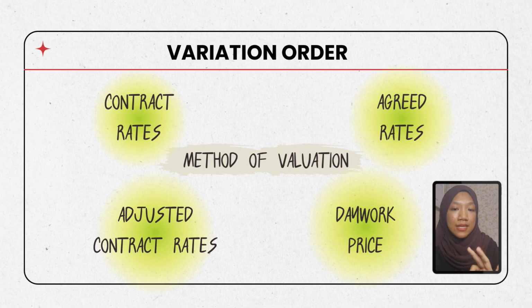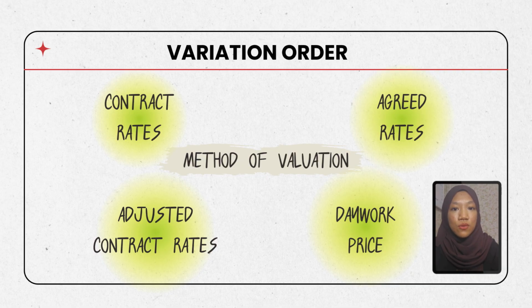The third method is agreed rates. If the work is not covered by the contract rates, the contractor and the contract administrator, such as the architect under PAM or the superintending officer SO under PWD, negotiate and agree on a suitable rate before the work is valued.